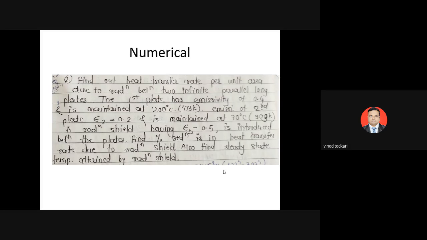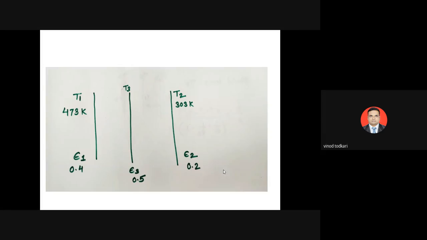Now, a radiation shield having emissivity 0.5 is placed between the plates. We call the plate placed in between 1 and 2 as 3. So epsilon 3 is given as 0.5. What do we have to find? Percentage reduction in heat transfer rate due to the radiation shield, and also the steady state temperature attained by the shield. Now see, this is the case. Being engineers, we have to find how much percentage reduction there will be in the heat loss or heat transfer rate if we introduce a shield, right?